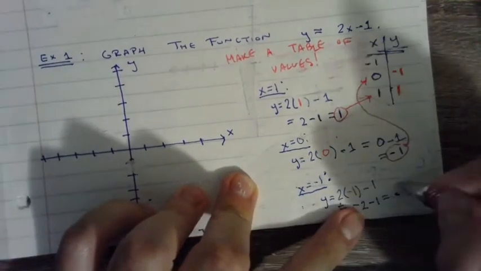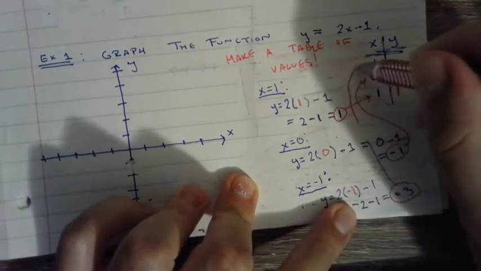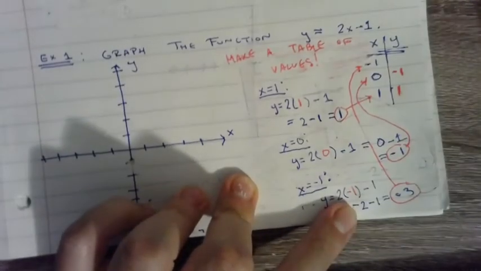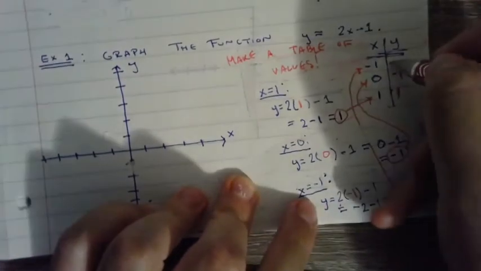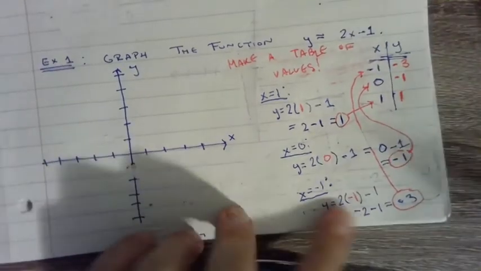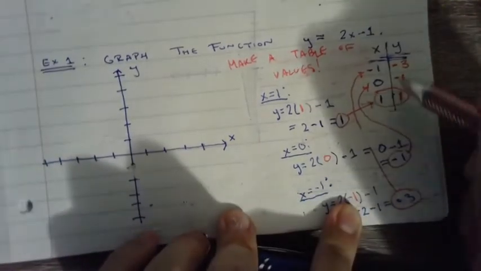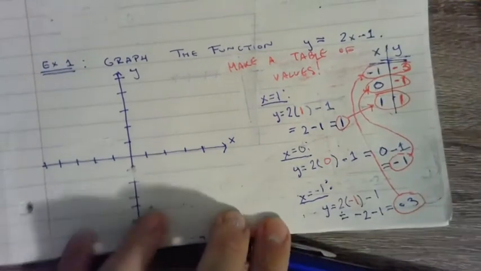So you get a -3, and then you bring this up here, and therefore your value x is -1 and your y is -3. Okay, so there you go. You have this point, and then that point right there. Now we can graph it.